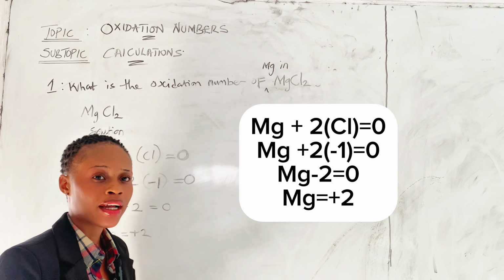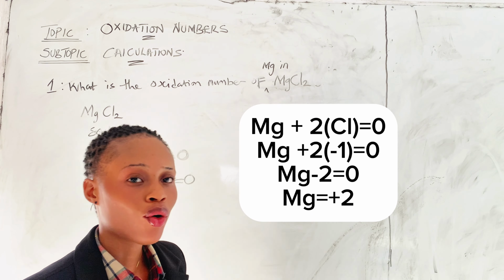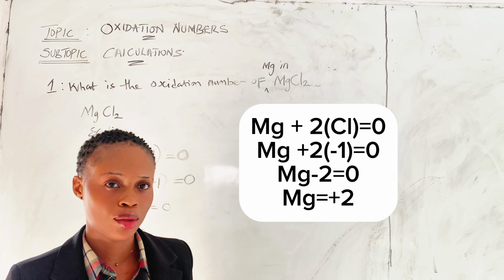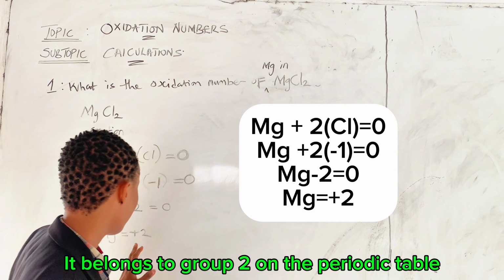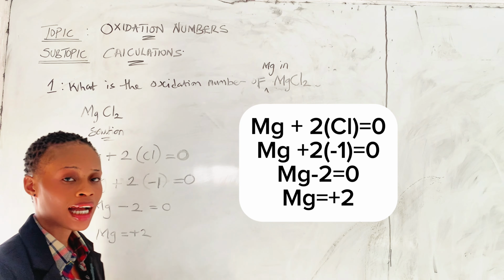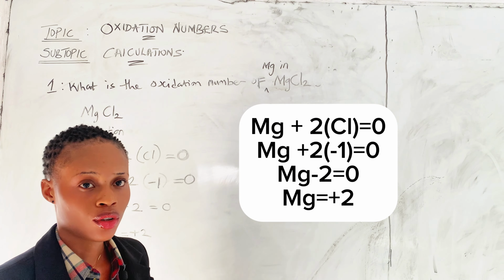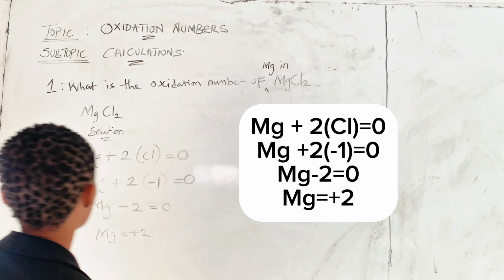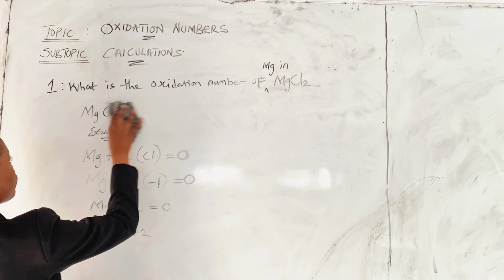Why? Because magnesium is an alkaline earth metal, and because it's an alkaline earth metal, it belongs to group 2. So you see that we have been able to prove that magnesium actually has an oxidation number of plus 2. Okay, so we're going to take another example.